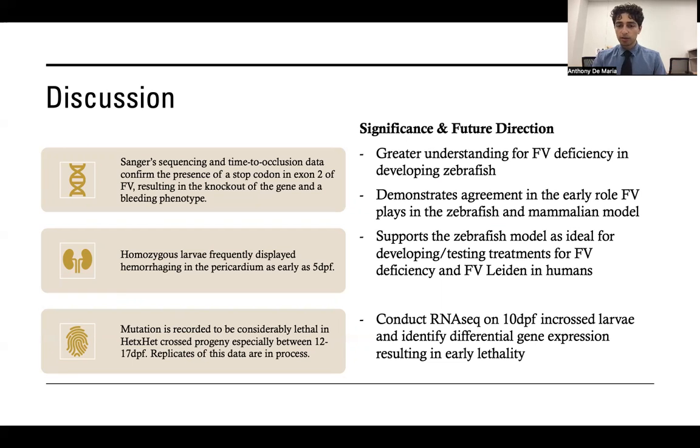And the future direction of this project, well, the project is still not wrapped up. The third aim of the project, which is to conduct the RNA expression analysis, is still underway. So the next step of this project is to sacrifice larvae at 10 days post-fertilization and analyze their RNA expression and identify any differential genes, especially in development, that may be occurring.